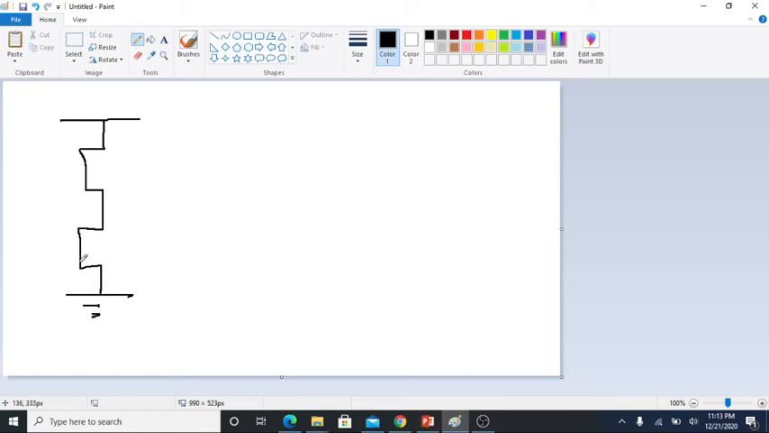So what I told you: if you want to make the stick diagram, it is a good idea to first make the CMOS structure or the schematic, then go for the stick diagram. And if you want to make the layout, first make the CMOS structure, then the stick diagram, and then the layout. So this is your VDD, this is ground, suppose this is output V0 and this is input Vi.